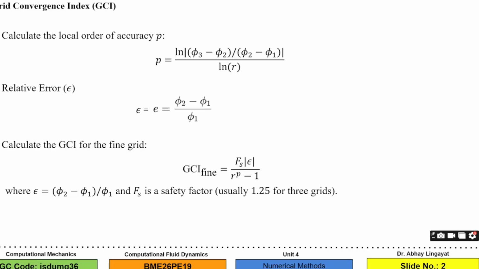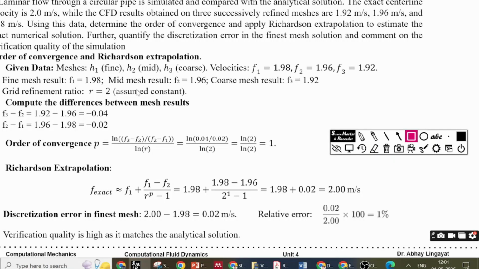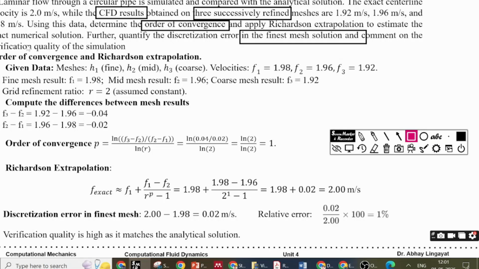And based on that, we will take some numerical examples. In this example, where we are talking about the CFD variation example, it shows how to use results from 3 successively refined meshes to estimate whether the numerical solution is converging properly, what the order of convergence is, and how close the finest grid CFD result is to the exact analytical answer.